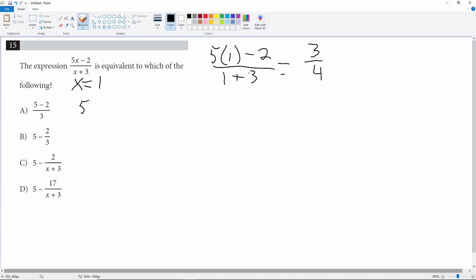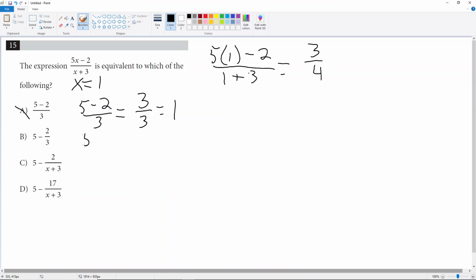5 minus 2 over 3, there's nowhere to plug in x there. Now, some people would say, hey, that means we can just ignore choice A and B because there's nowhere to plug x in. Well, who knows? It might come out to equal 3/4 no matter what, and then we'd have to accept it as working with x equal 1. Well, 5 minus 2 over 3 equals 3 over 3, which equals 1. A is eliminated. Gone. We will never have to look at it again.